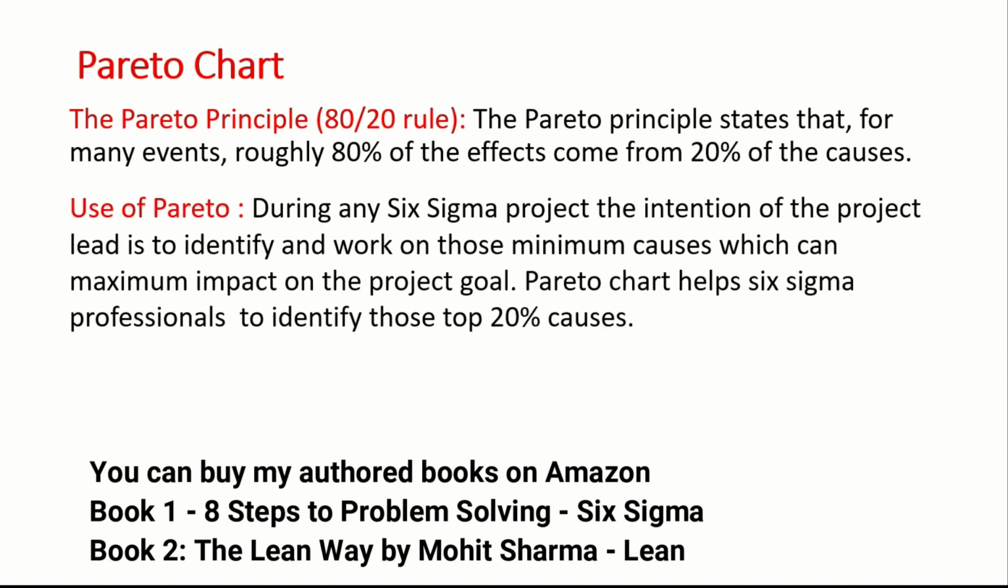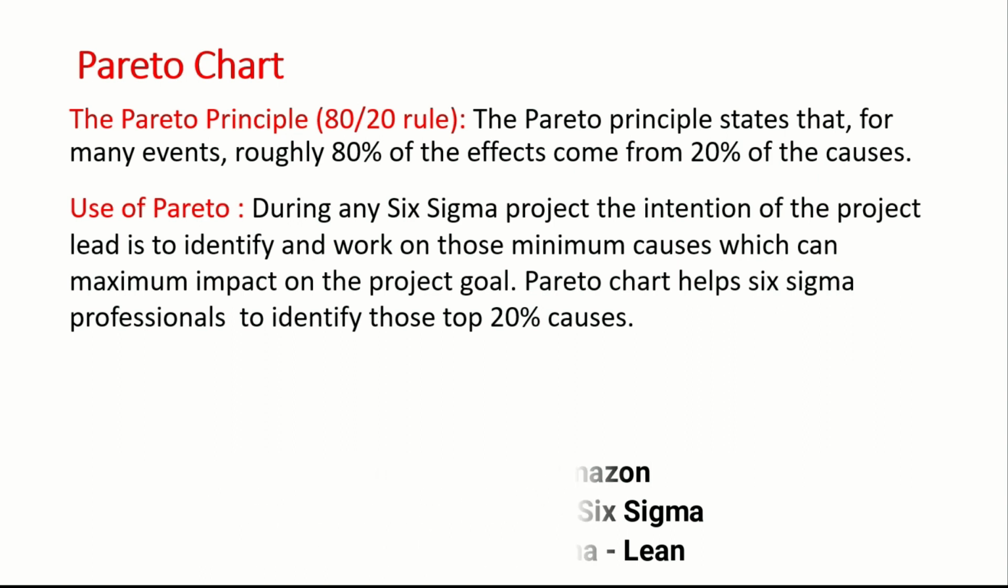So let's understand the use of Pareto. During any quality project or Lean Six Sigma project, the intention of the project lead is to identify and work on those minimum causes which can have maximum impact on the project goal. Pareto chart helps Six Sigma professionals identify those top 20% causes.